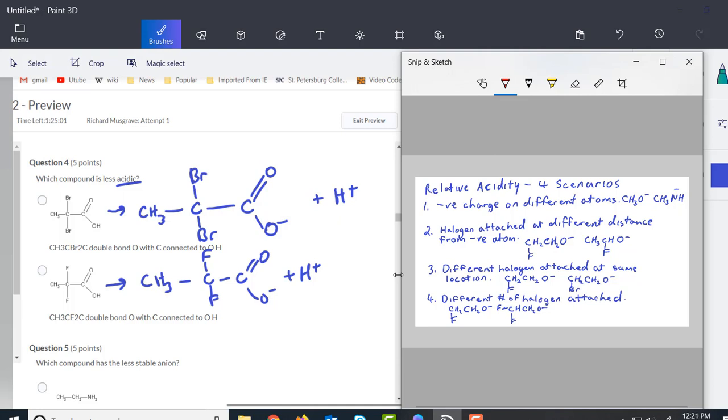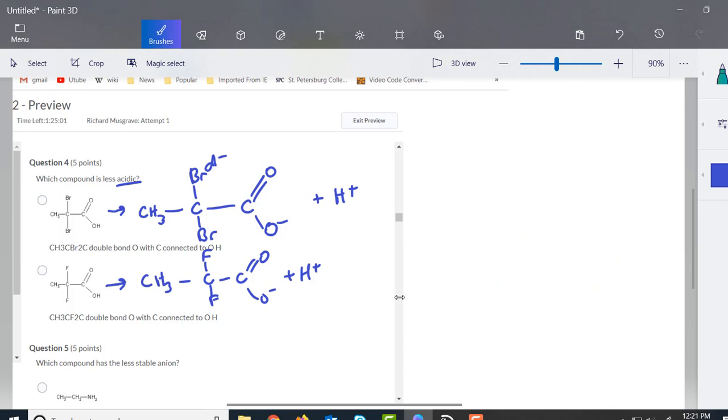Now to explain the stability difference of the anions for scenario 3, we need to do a little bit of work with our polarities. Now here's what we know. If we're going to express polarity, the Br is going to have a delta minus and the C is going to have delta plus. The delta minus means a partial negative charge, and the delta plus means a partial positive charge. We'll do the same thing down here on the fluorines.